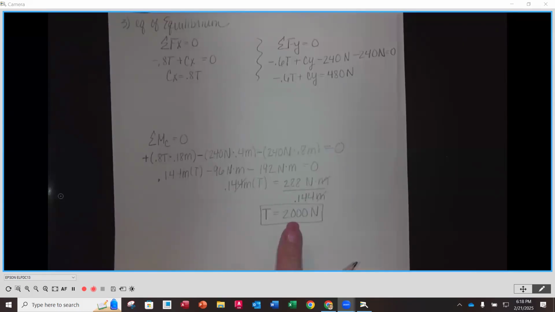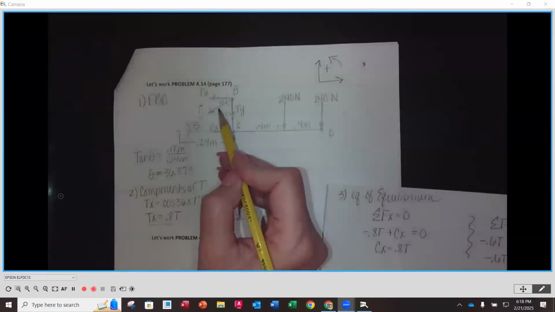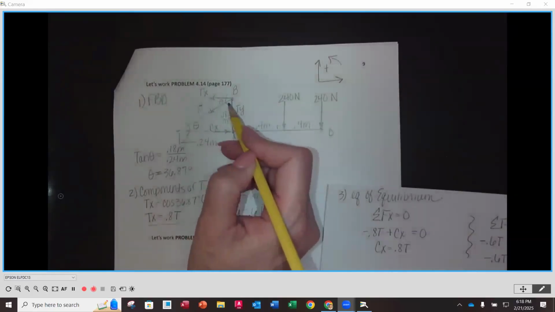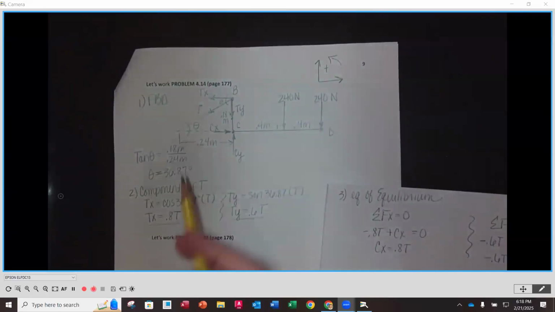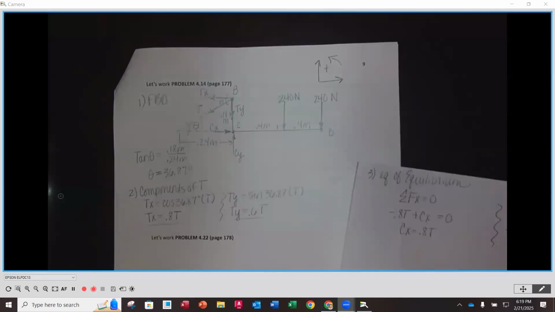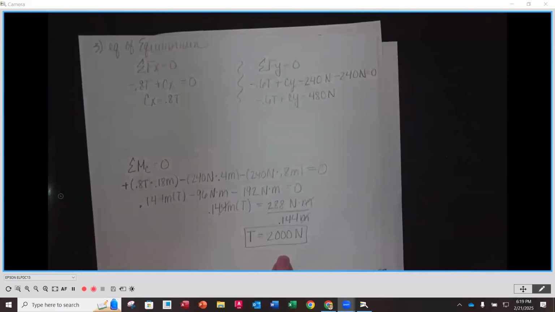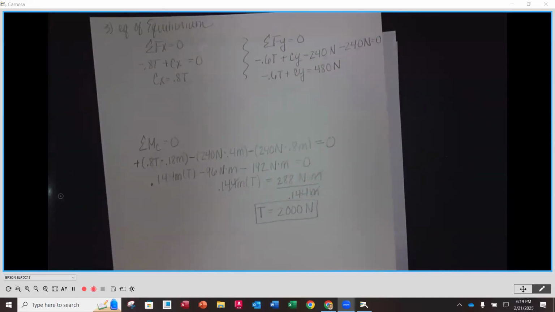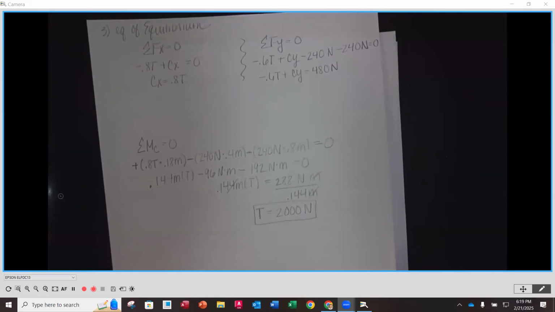So as we look up here, the actual tension in this cable is 2,000 newtons. And it's along here. Even though we broke this into its X and Y components, remember, we put it in terms of the hypotenuse. So if we go and size a cable, we have to make sure that the cable we get can hold at least 2,000 newtons. That's one way that we would use this number.